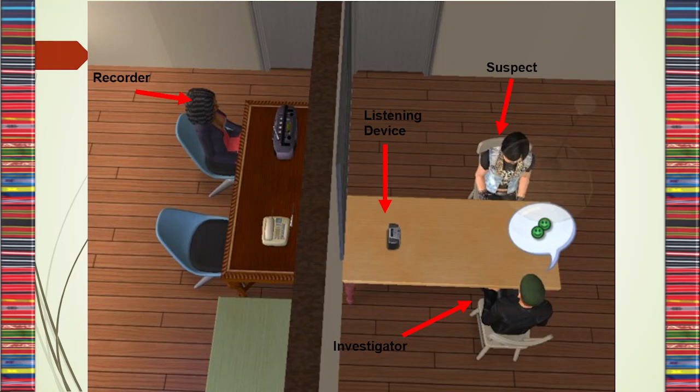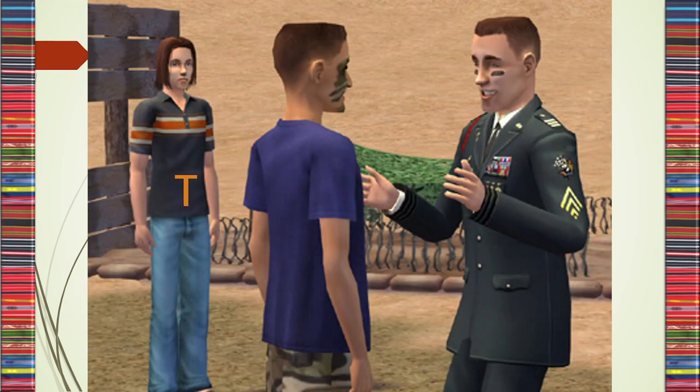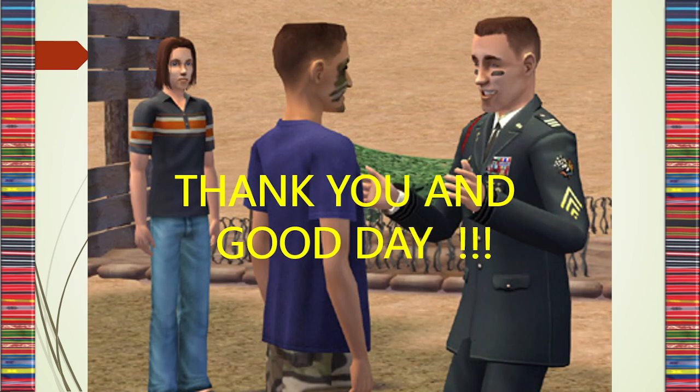So we have here the recorder outside the interrogation room, the listening device inside the interrogation room, the suspect, and the investigator or interrogator. And that's our interrogation room.